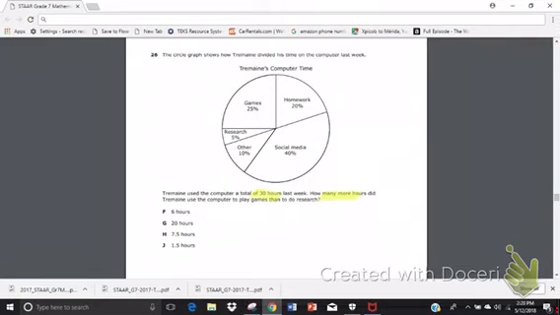So in this situation here, we know that there's a total of 30 hours. That's the number of hours that he was online last week. But I'm changing my font size here to make it a little bigger. That's a little better. Okay.